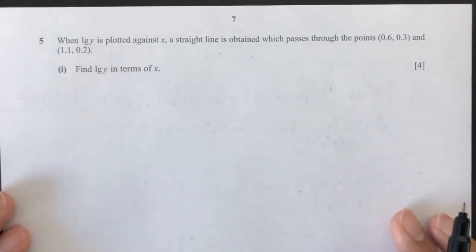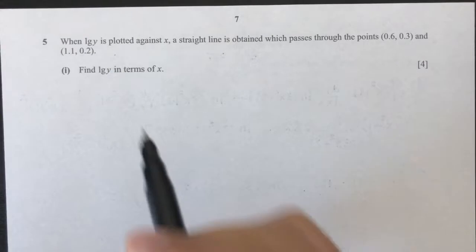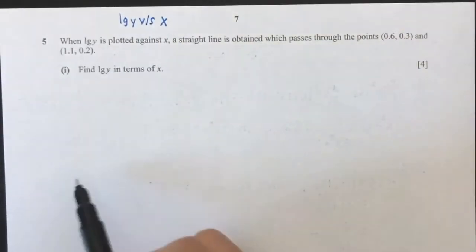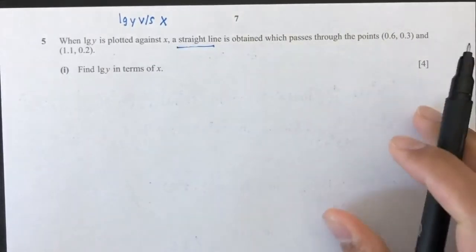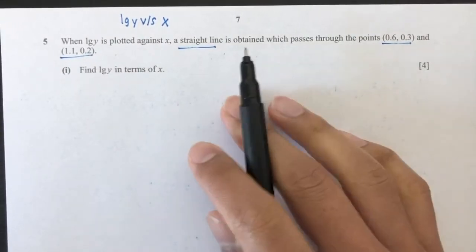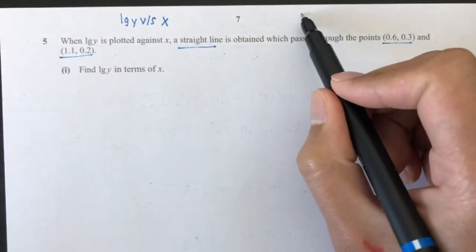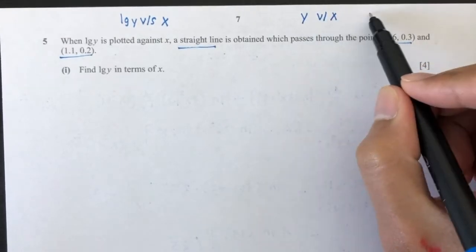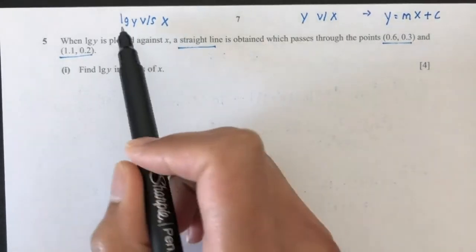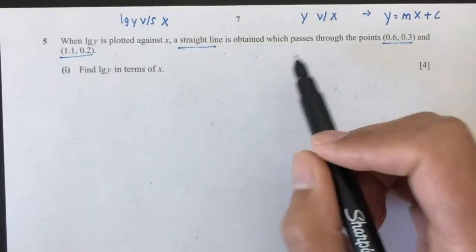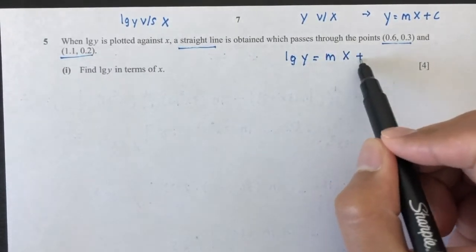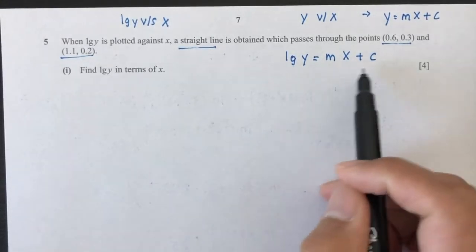So now moving on to question number 5. When log y is plotted against x, a straight line is obtained which passes through this point and this point. So usually, what is the equation of a straight line? We know that if y is against x, we have y equals mx plus c. So now in this case, we have log y against x, so we have log y equals mx plus c. So this will be the equation of our line.